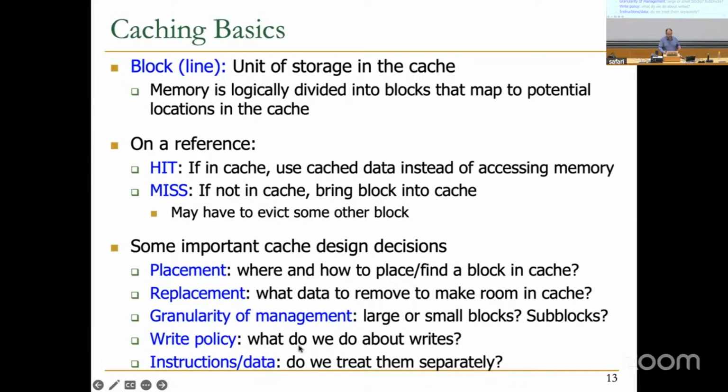And also instructions and data. Do we treat them separately or in a unified memory? We're going to hopefully learn about all of them today. These are some important cache design decisions, but there are also many other important design decisions that people have been looking into when they want to design memory systems. And these topics have interested a lot of people over several decades, to improve the cache performance in our system.